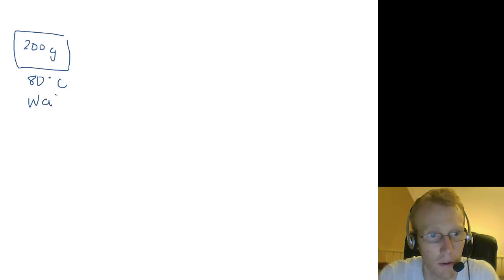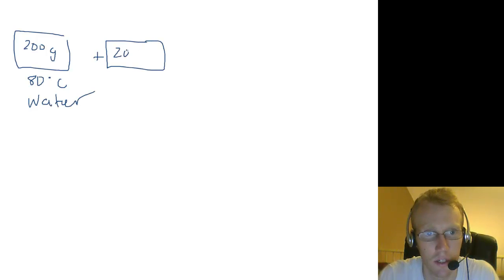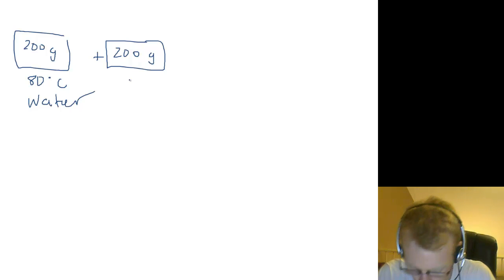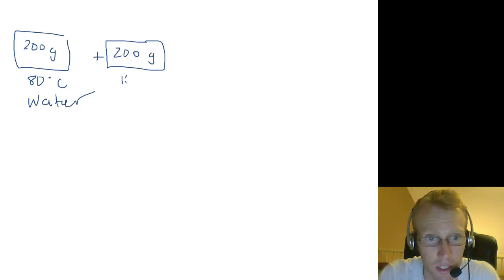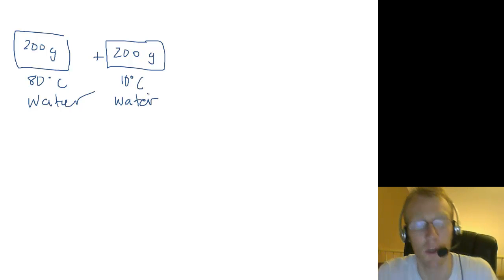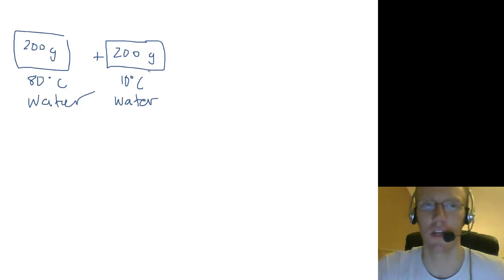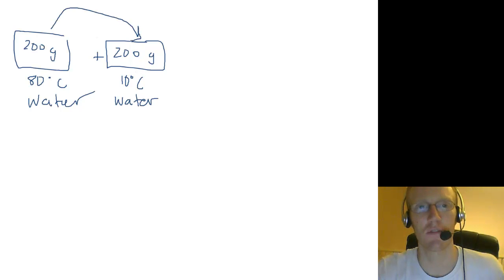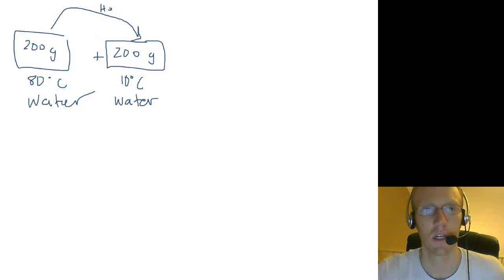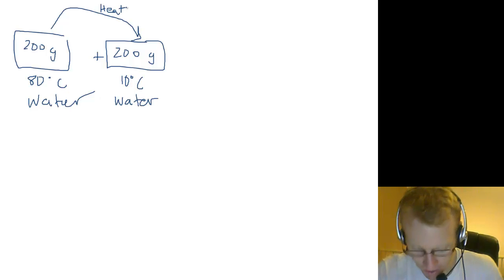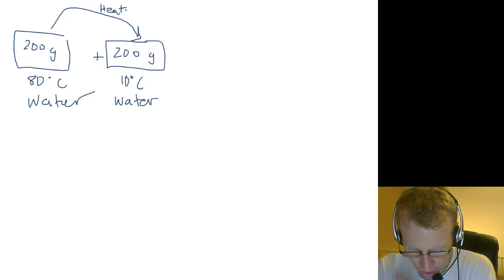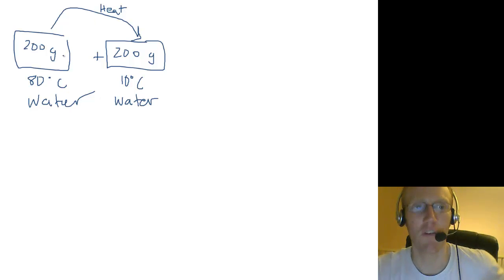And this is water. And we're adding it to 200 grams of water, which is 10 degrees Celsius. And this is again water. So what's going to happen, because this one is hotter and this one is colder, the heat is going to transfer this way, from the hotter object into the colder object. And it specifically says in the problem, assume there is no heat lost to the surroundings. So however much thermal energy this guy loses has to equal the amount of thermal energy this guy gains.